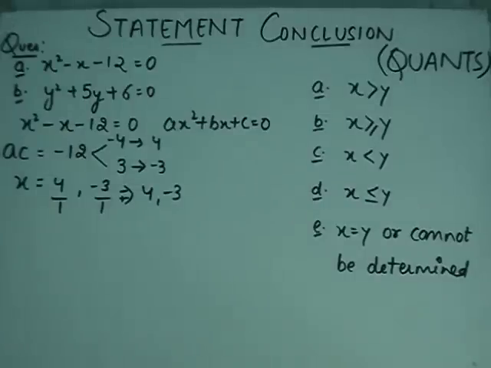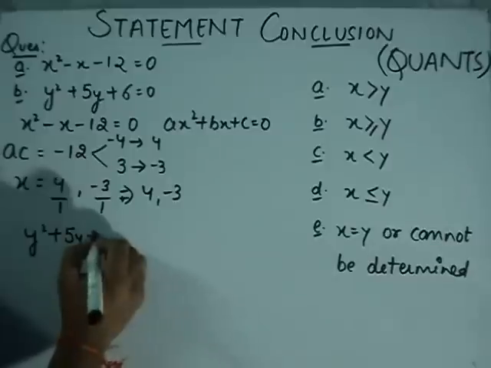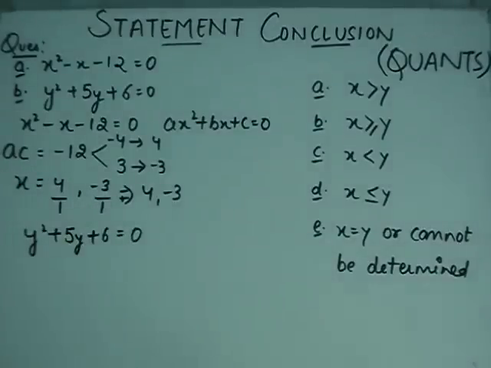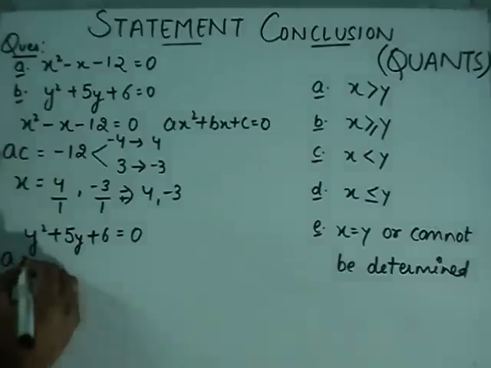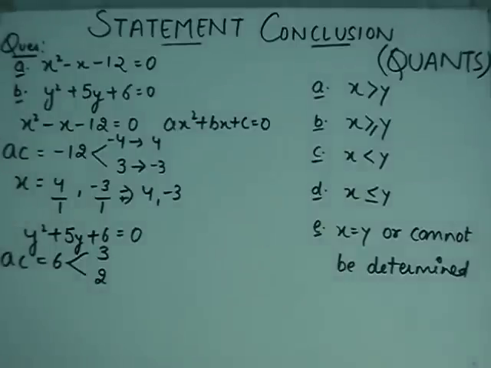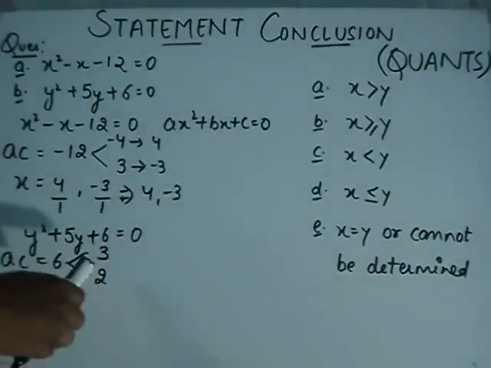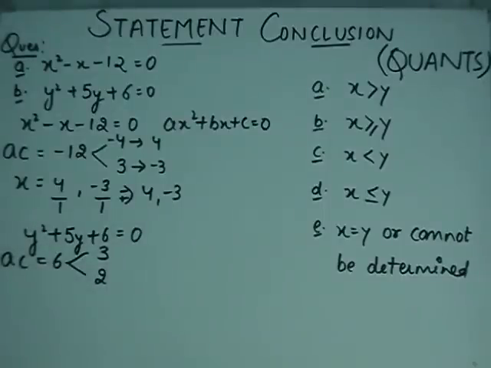Same for the second equation. We have the second equation y square plus 5y plus 6 equals 0. I calculate the product, which is 6, and after splitting we get 3 and 2 as splitting terms. Here is another trick: when the sign of the coefficient of y or x and the sign of the constant term are both positive, then we get both the roots in negative form.